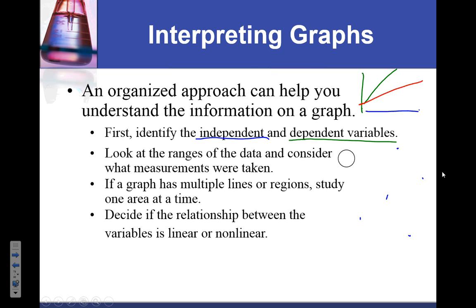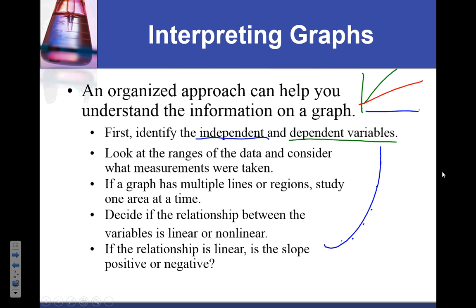And sometimes, and you're probably not going to see this this year, but let's say we graphed our points and we saw something that looked like this. So it's not linear, but definitely follows a curved path. So that would be a nonlinear curve situation. We're just not going to see that. But another thing you should be able to look at is, if the relationship is linear, is the slope positive or negative? Those are all things you need to be able to think about and understand when you're looking at a graph.